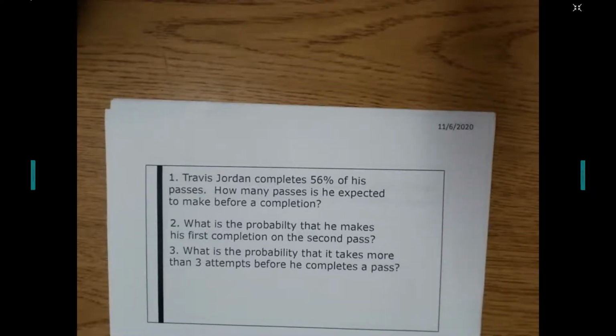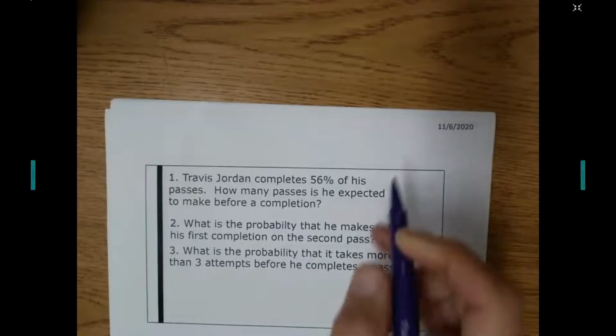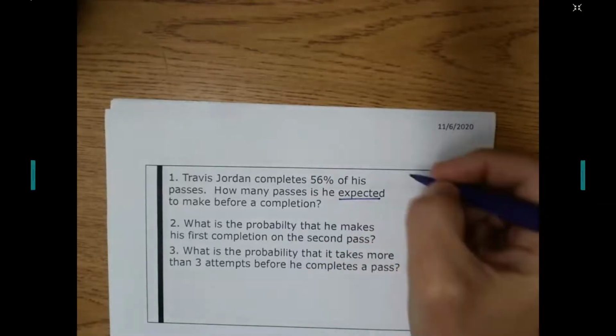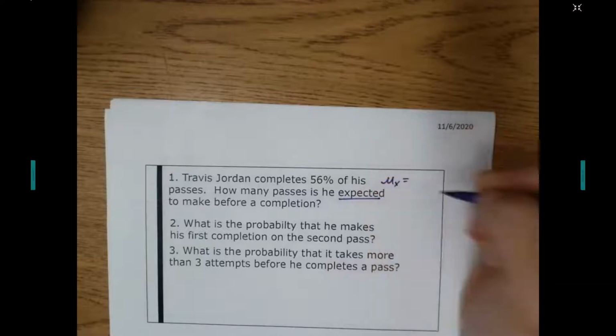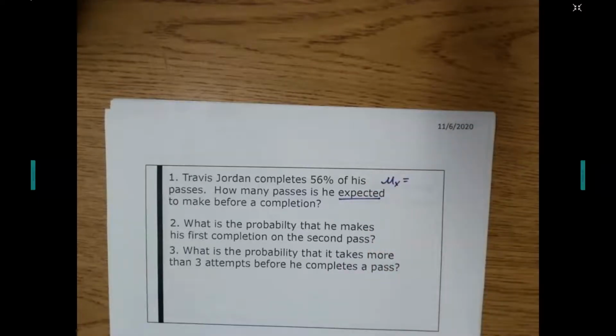All right, Travis Jordan completes 56% of his passes. How many passes is he expected to make before a completion? Well, what is this asking for? Well, if it's expected, my expected value is the same thing as the mean, right? Now, is this a geometric distribution? Well, of course, because I'm doing it in the geometric notes, right?